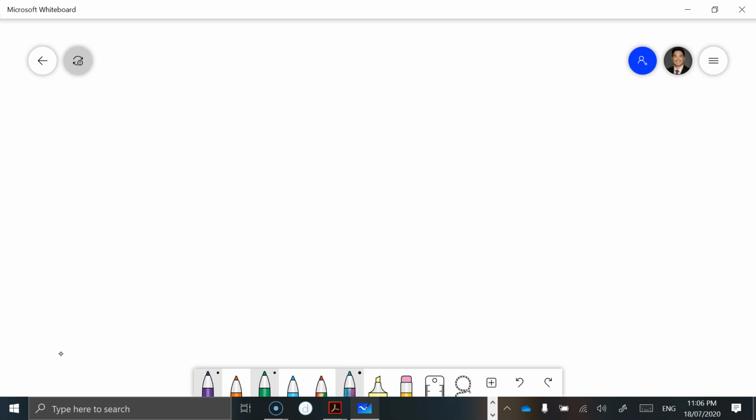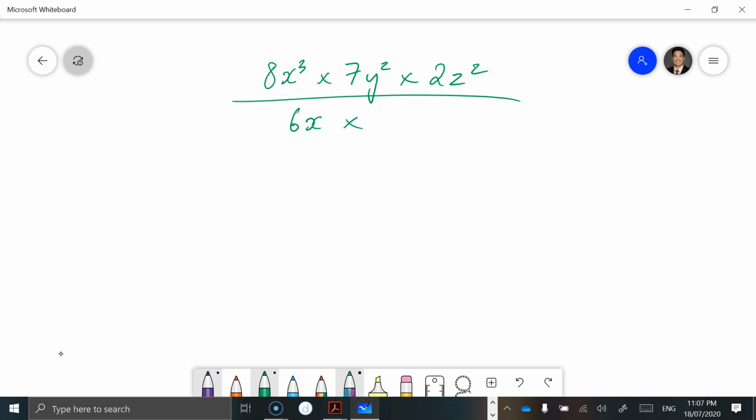And why not? Let's go to 8x cubed times 7y squared times 2z squared divided by 6x times 14y. So we're wanting to simplify this. It's a combination of multiplication and division, and it's about cancelling out common factors.